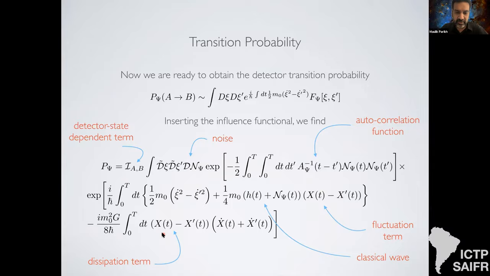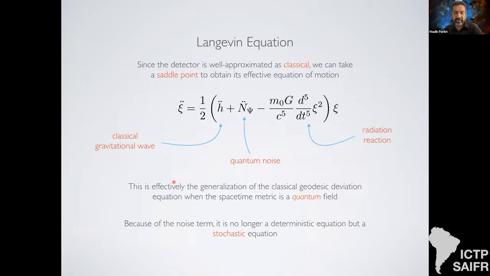But really we want to find its effective classical motion. So we're going to take a saddle point, and actually a double saddle point because it's a double path integral. When we do that, here's what we get. This is the main result, our key equation.